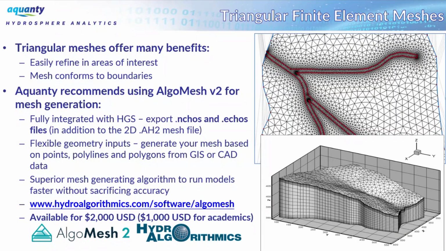You can purchase it from us as well. If you are interested in buying HGS, you can just get a license of AlgoMesh on the side. But there are other options as well. So Gmsh, for example, is an open source alternative to AlgoMesh.